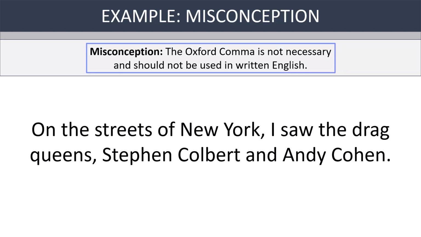So let's look at a sample sentence in which the Oxford comma is not used. Our sample sentence reads, "On the streets of New York, I saw the drag queens, Stephen Colbert and Andy Cohen." As you can see, there is no comma after Stephen Colbert, which means that the Oxford comma is missing. Let's go ahead and move on to the second component of refutation text, which is the actual refutation.